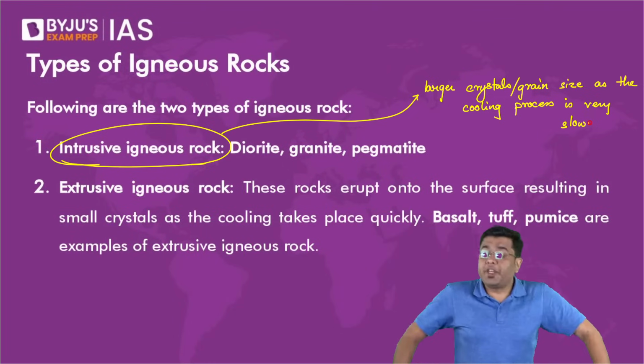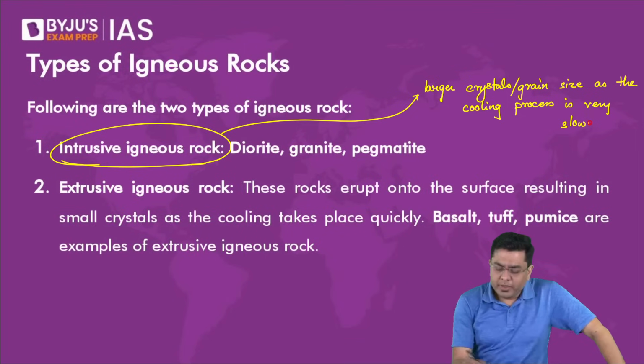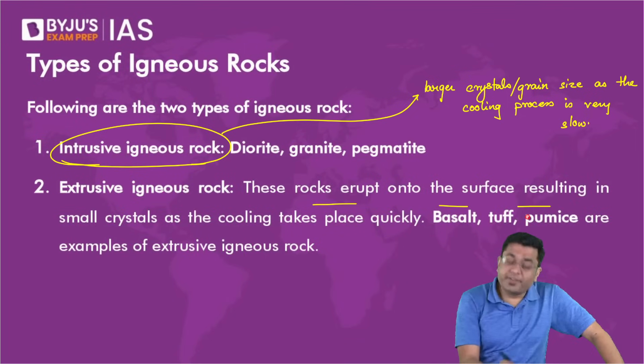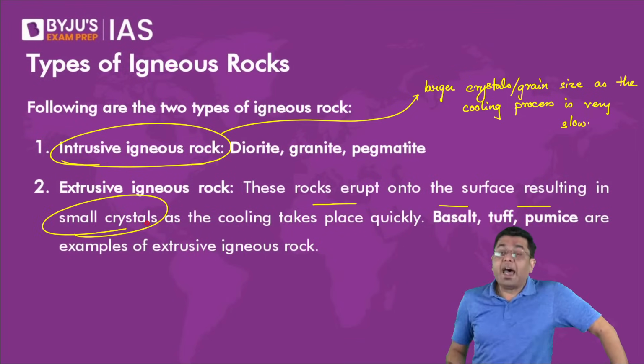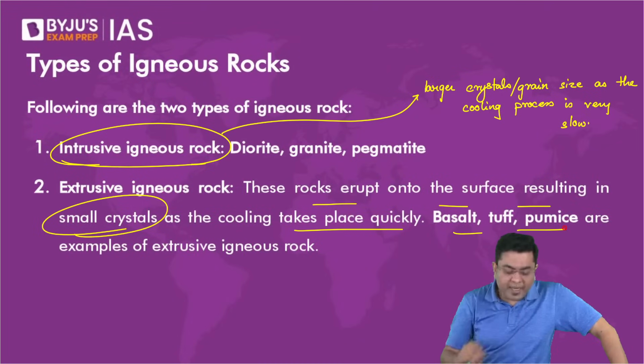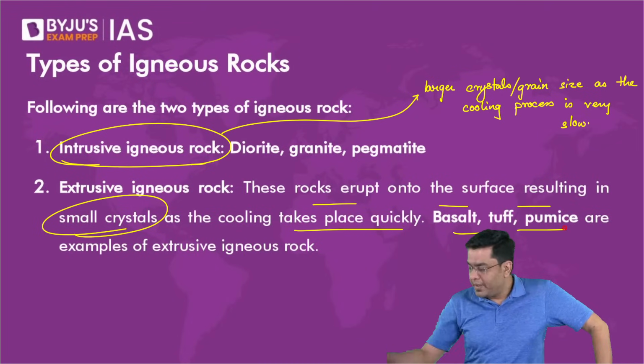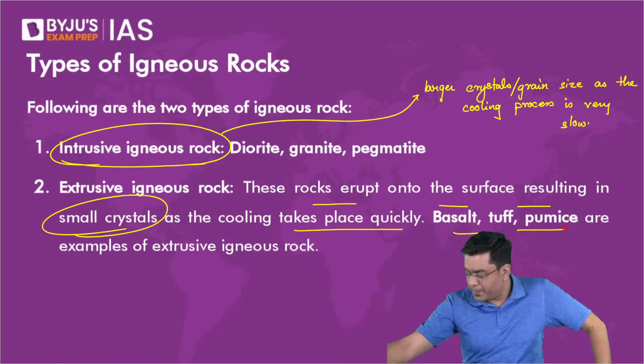Then when we talk about extrusive igneous rocks, they have cooled down very quickly. So these rocks erupt onto the surface, resulting in small crystals as the cooling takes place very quickly. Basalt, tuff, pumice, etc. These are the examples. Okay, I hope this is understood. Right?